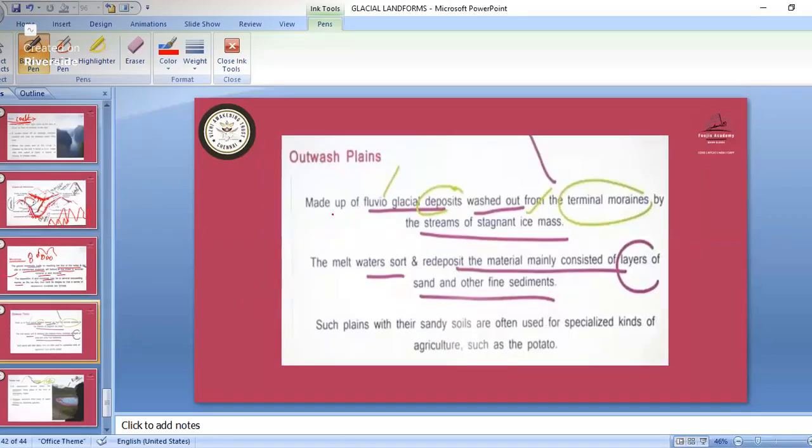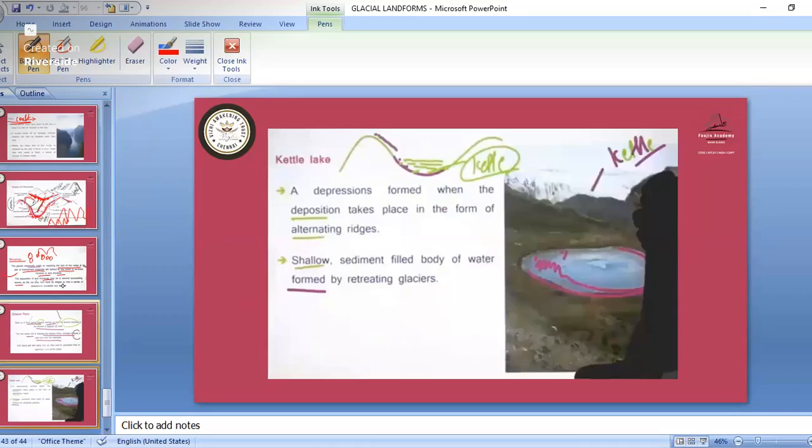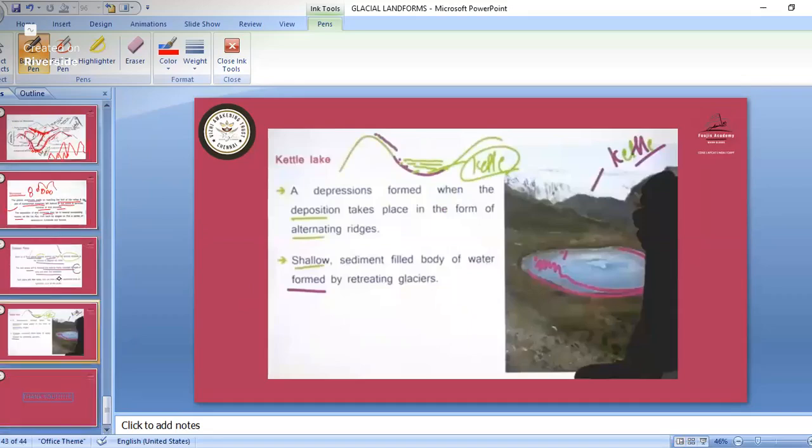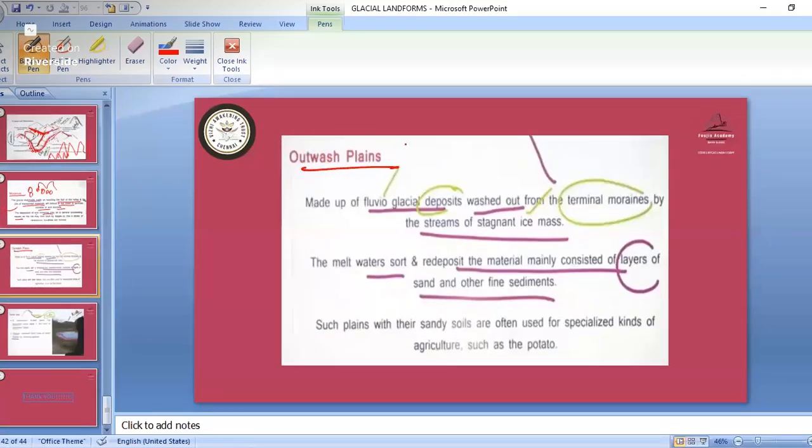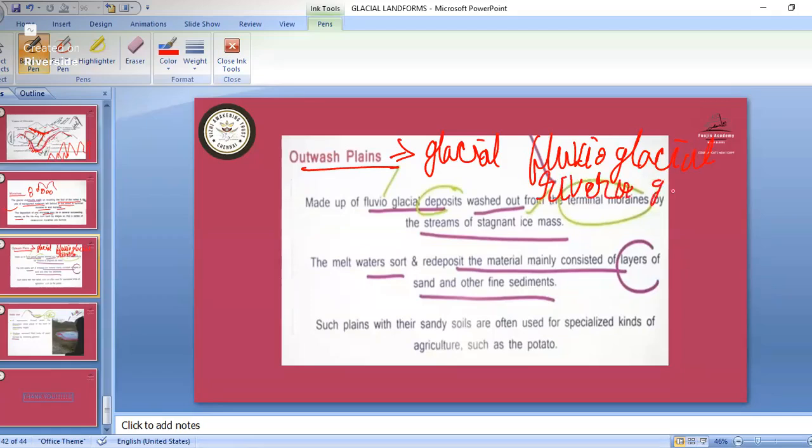Now we have the outwash plain. It is not only a glacial landform, it is a fluvio-glacial landform. This outwash plain has been formed by the action of river and glacier together.